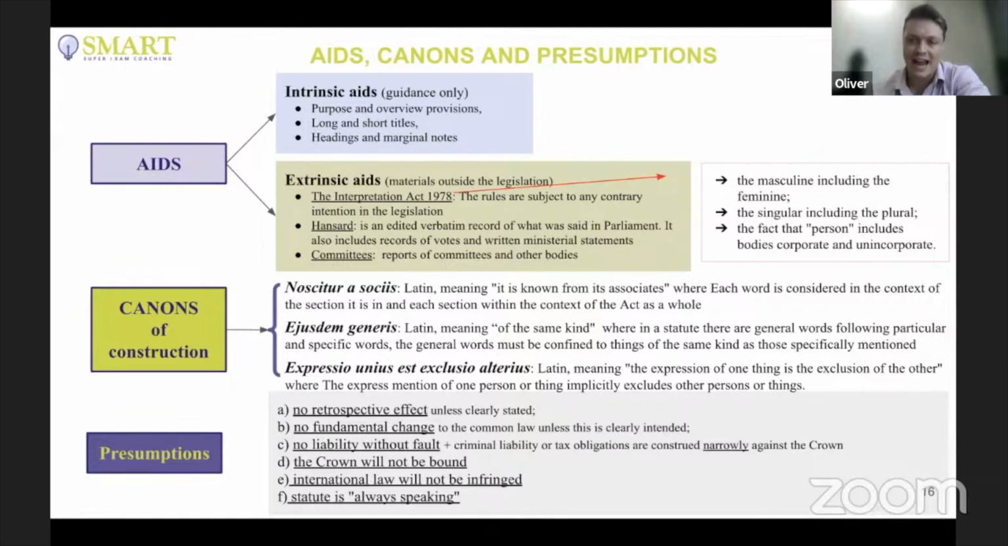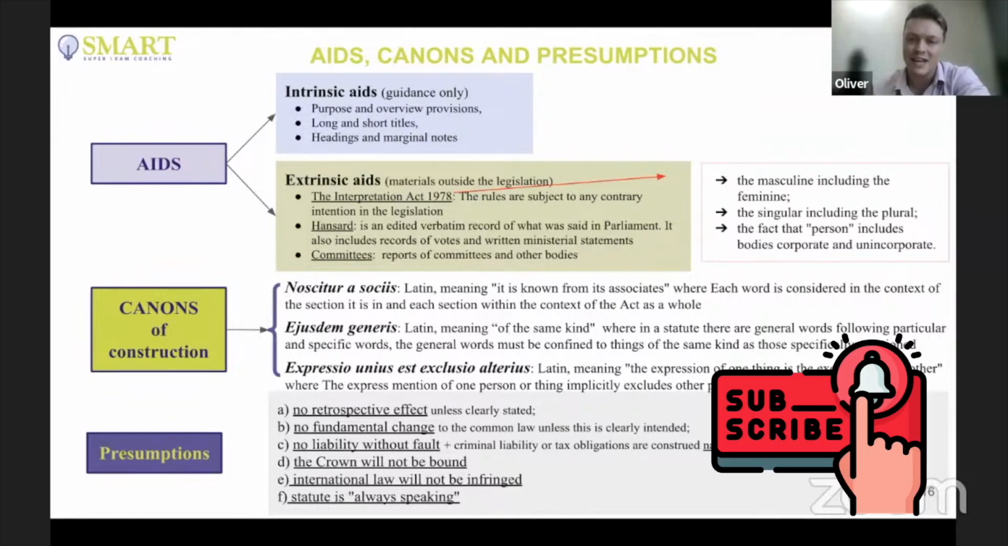Extrinsic aids are things outside of the legislation that we're looking at for interpretation. The first one on here, the Interpretation Act, again, tells us a lot of important things about masculine including feminine. We tend to use masculine in things like contracts or legislation. You'll see "his" or "man". Obviously, it doesn't impliedly exclude all women from being included in that as well, or anyone else.